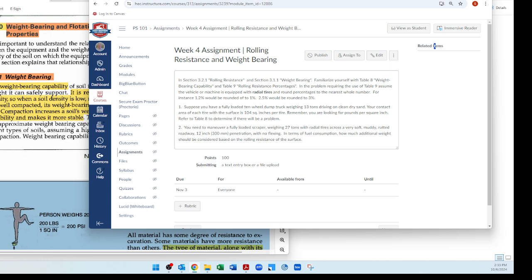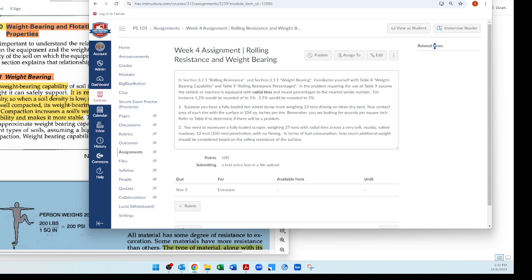Back here, the surface for each tire has 104. Remember, you are looking for pounds per square inch, so refer to Table 8 to determine if there's a problem. So let's talk ourselves through this. The total surface area is 104 square inches per tire times 10 tires. That's 1,040 square inches, by the way.